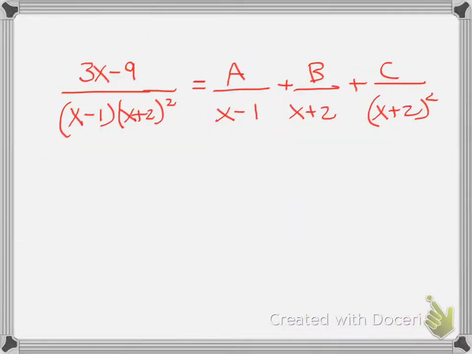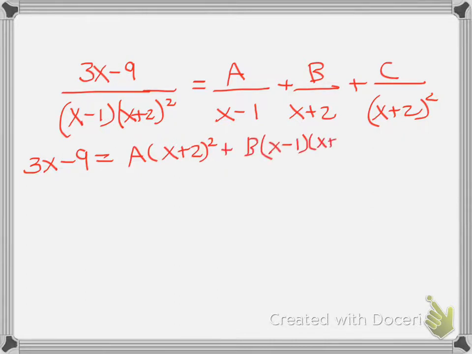Okay, so we need to solve this. The first thing we do is clear fractions. Now, I did it in your notes, but I'm not going to show the step that I showed in the notes. I'm just going straight to simplifying. And so that would be 3x minus 9 equals A times x plus 2 squared plus B times x minus 1 times x plus 2 plus C times x minus 1. And if you need to, pause the video to make sure you understand how I got that, because like I said, I'm not including that middle step because that's algebra that, if you know you're not strong at algebra, you should review with simplifying and factoring.